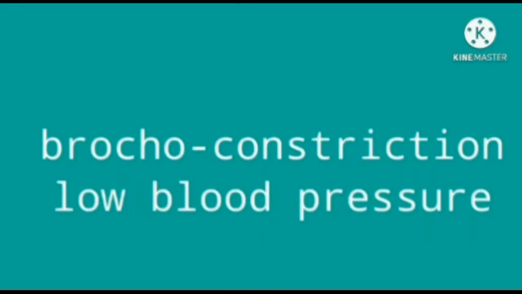Now, sometimes bronchoconstriction, low blood pressure, etc. These are also signs and symptoms we observe. So students, that's why we call anaphylaxis a severe allergic reaction. Here our respiratory system is affected, the circulatory system is affected, and the digestive system is also affected. This type of severe reaction we call anaphylaxis.